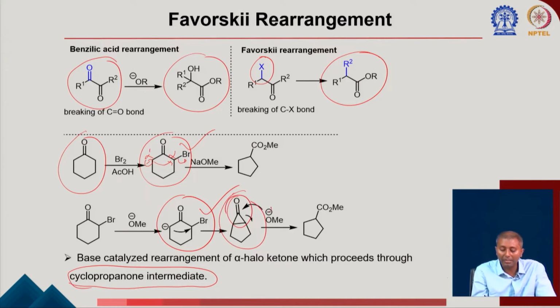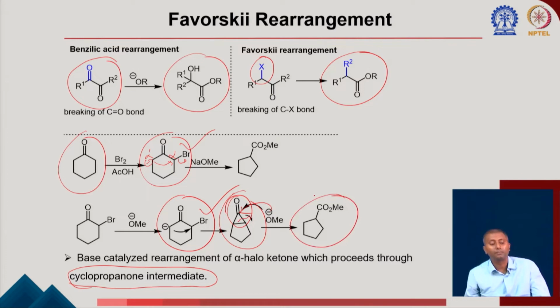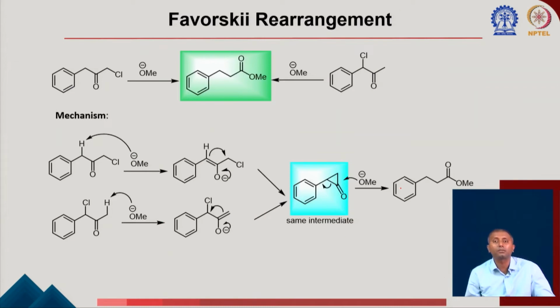Now the OMe minus can attack the carbonyl group, and then it can open up and cleave this carbon-carbon bond to form this product. Of course, if you want something other than OMe, based on whatever base you choose, you end up with that type of product, that type of ester.